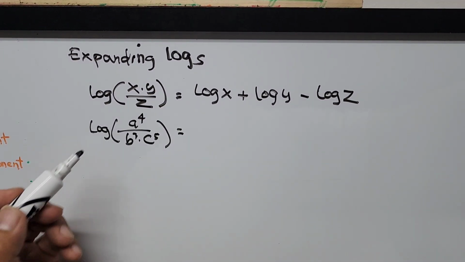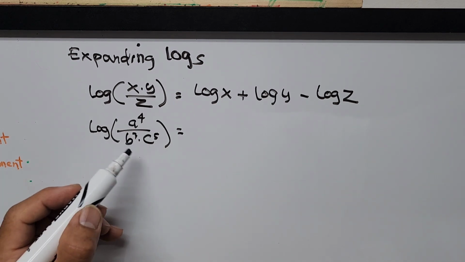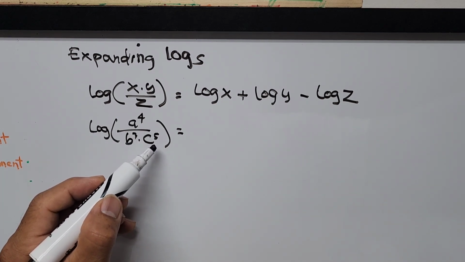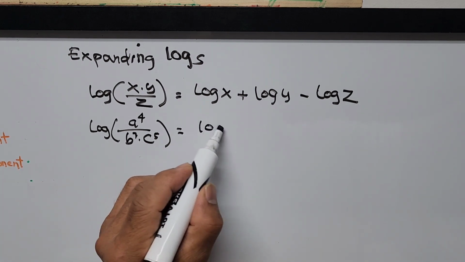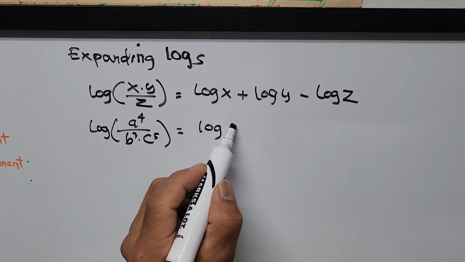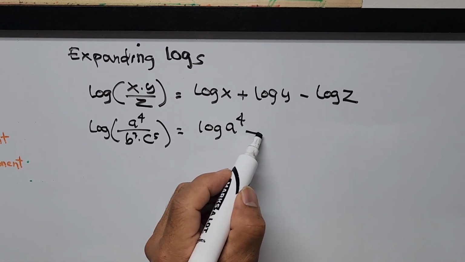And so what about this? Log of the quantity a to the fourth divided by b cubed times c to the fifth. So here, log of a to the fourth. And here, the denominator will be, we subtract those.